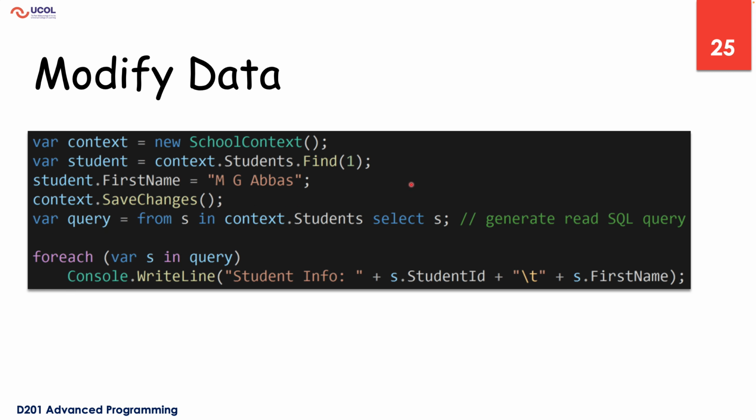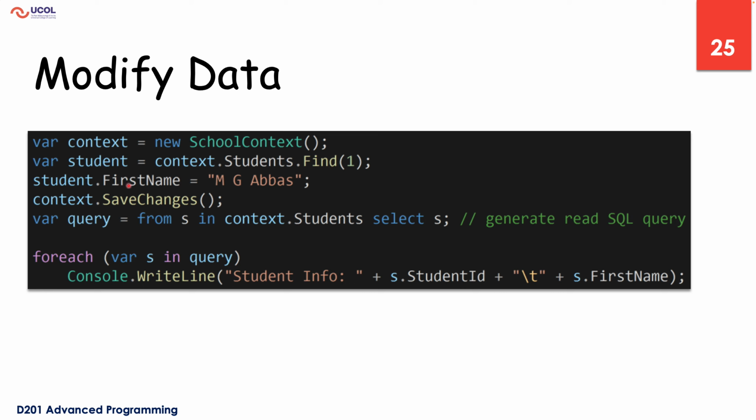On the other hand, if we want to modify the data, how can we do that? Again, we open the context, creating a connection between the program and the database. We are trying to get a student object: context.Students.Find(1). It will automatically go into the students table, read all the records, and find the record which has the student ID 1. It will return a student object.